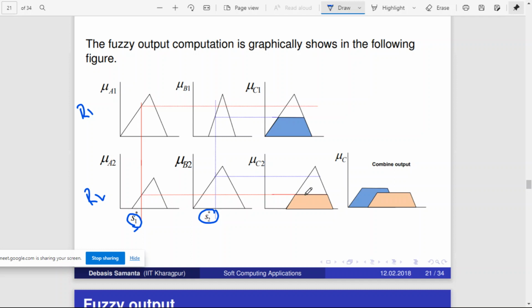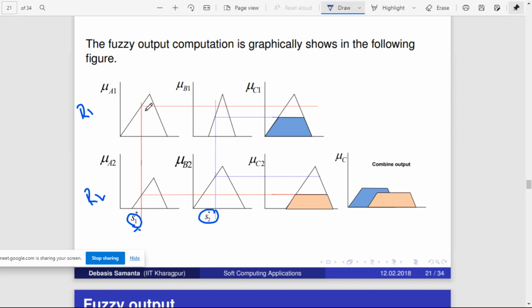So if you draw a perpendicular line on S1 star, you see it is intersecting at some point on the membership functions of A1 and A2. Similarly, if you draw a perpendicular line on S2 star, it is intersecting at some point on the membership functions B1 and B2. Now this C1, how are we going to decide? Whatever the points at which S1 star and S2 star hit the membership functions, there you draw a horizontal line towards the membership function of C1.